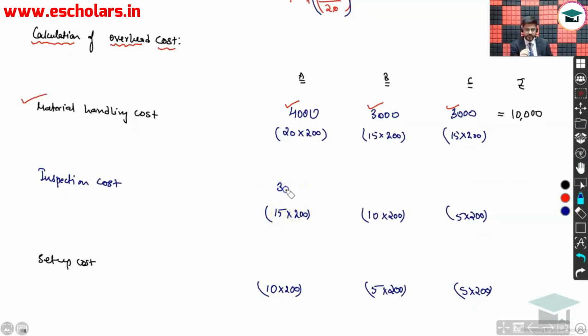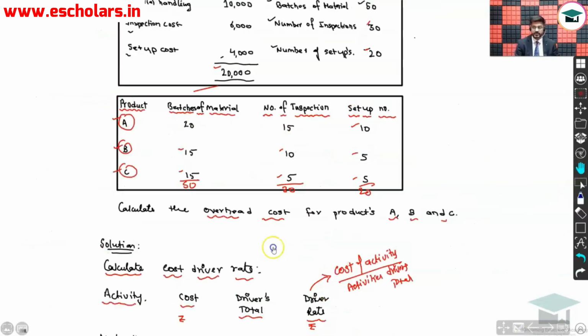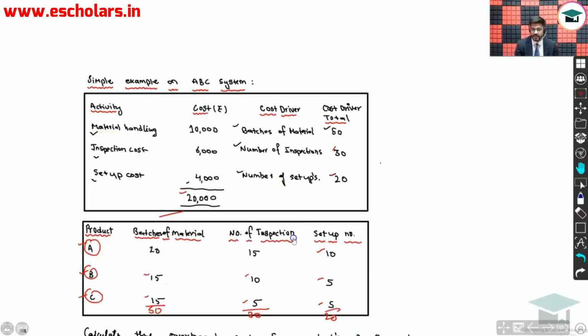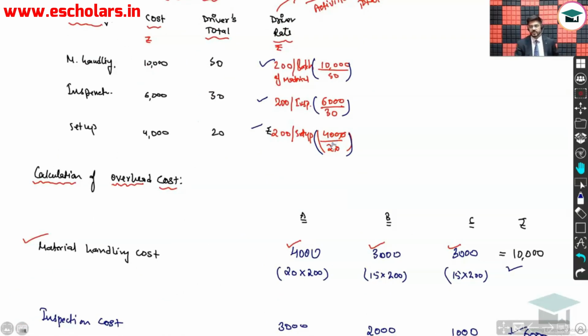So this will be 3,000. This will be 2,000, 1,000. Take total. This is 6,000. Here 2,000, 1,000, 1,000, total is 4,000. So total overheads 10,000, 6,000, 4,000 which we have absorbed on our products A, B, C. You can see 10,000, 6,000 and 4,000 are absorbed on your products A, B, C using activity based costing system.